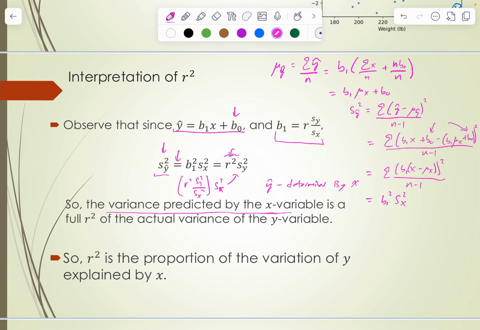R squared is less than 1, so it's some proportion of the variance of y. The variance predicted by the x variable is r squared times the actual variance of the y variable. There's some noise or variance unique to y, but the proportion of that variation of y explained by x is r squared. That tells you how much of that variation in y can be attributed to the variation in x.